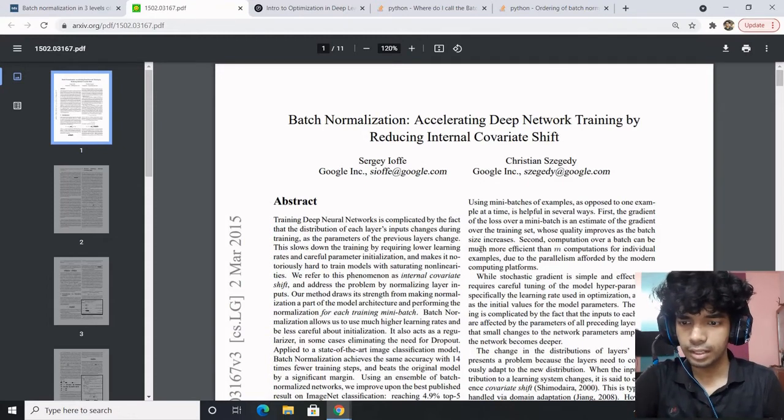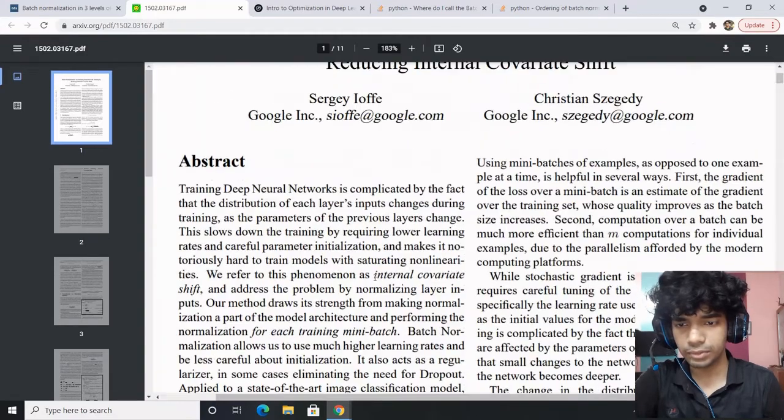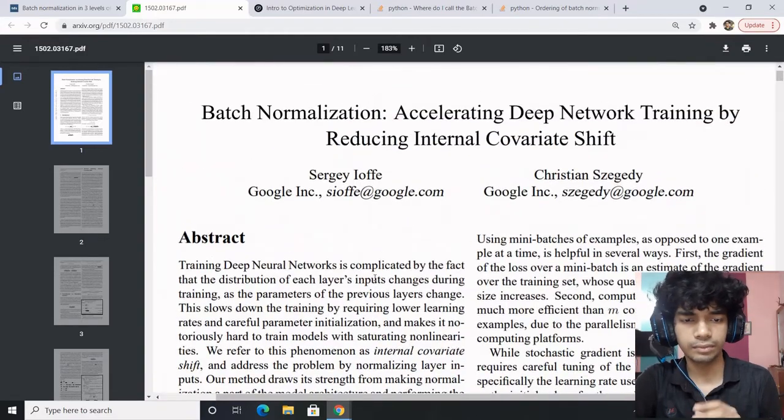So as you can see, this is the official paper of batch normalization, Accelerating Deep Network Training by Reducing Internal Covariate Shift.